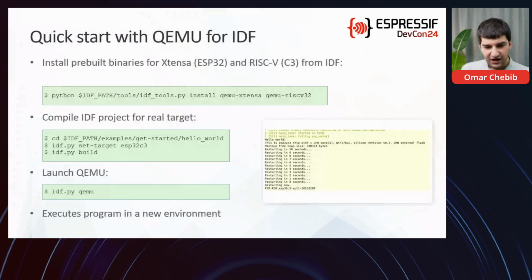So how to quick start with QEMU for IDF? There are some pre-built binaries for both ESP32 and ESP32-C3. It's possible to use idf_tools.py to install them, as you can see. Then you only need to compile your IDF project as if it was for the real target, because IDF is not aware of QEMU in the sense that when you compile your application, it will just be like for the real target. And finally, instead of using idf.py flash monitor, you can just use QEMU, and you will see the output that you have on the right.